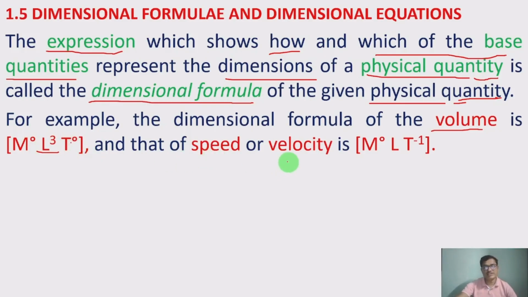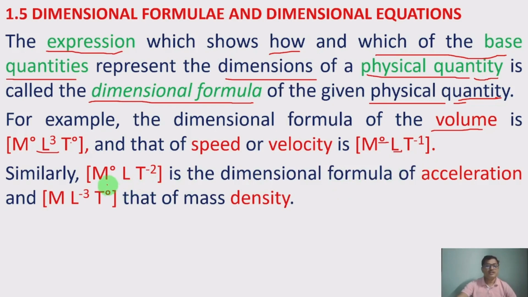And that of speed or velocity: speed is the displacement per unit time, and that's why it does not have any mass. Therefore, mass has the power 0, length L has the power 1, and T to the power minus 1, within the square bracket, is the dimensional formula of velocity. Similarly, within the square bracket, M to the power 0, L to the power 1, T to the power minus 2 is the dimensional formula of acceleration, that is length per time square. That is displacement per time square, we know that.